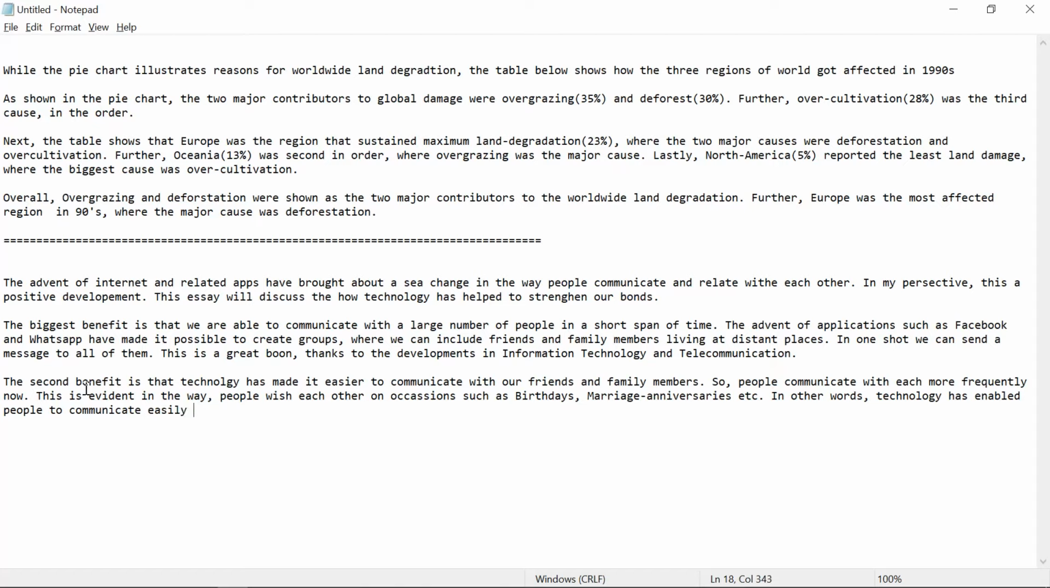Communicate easily and cheaply. I can say cheaply, although cheap has a number of other connotations, but I'm not finding any good word, so I can look at it while I'm revising it. Cheaply, thus, it has contributed to build stronger relations.